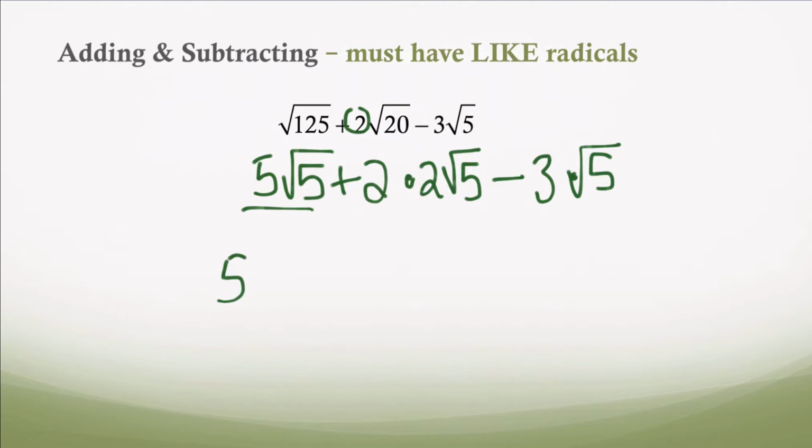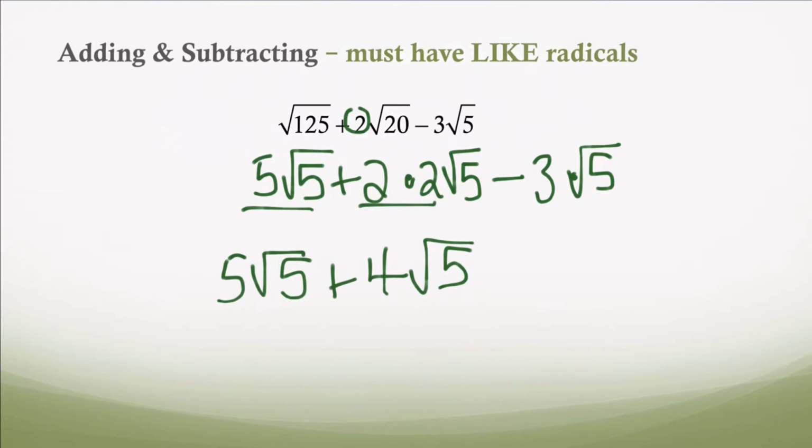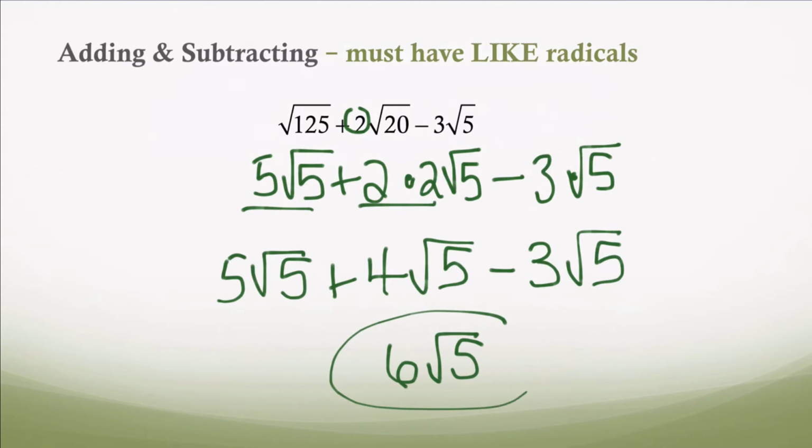So I have 5 the square root of 5 plus 2 times 2. I'm going to multiply those two coefficients together. The square root of 5 minus 3 the square root of 5. Now that I have all like radicals, I can add and subtract the coefficients. 5 plus 4 is 9, minus 3 gives me 6 square root of 5.